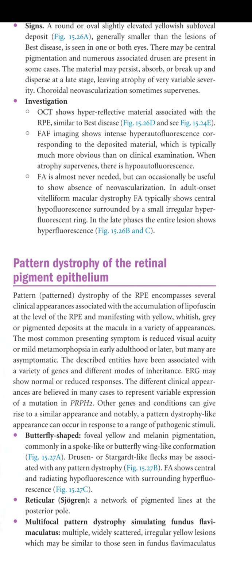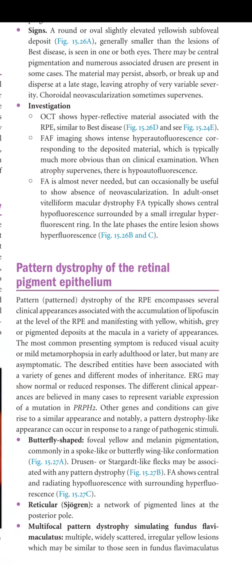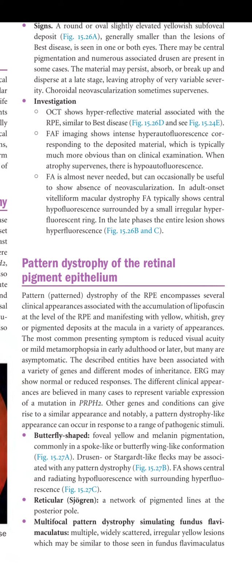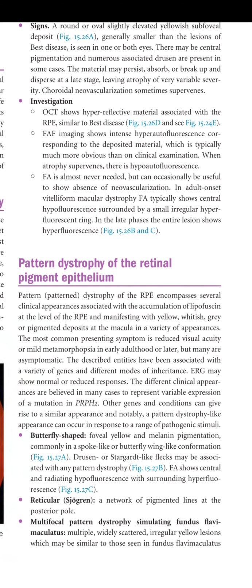The different clinical appearances are believed in many cases to represent a variable expression of a mutation in the PRPH2. So there is a mutation in the PRPH2 gene. Other genes and conditions can give rise to a similar appearance, and notably a pattern dystrophy-like appearance can occur in response to a range of pathogenic stimuli. So basically, there are certain kinds of patterns present in the retina that are associated with pattern dystrophy of the retinal pigment epithelium.